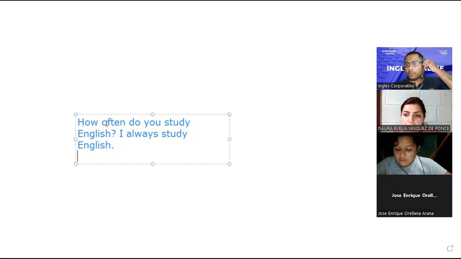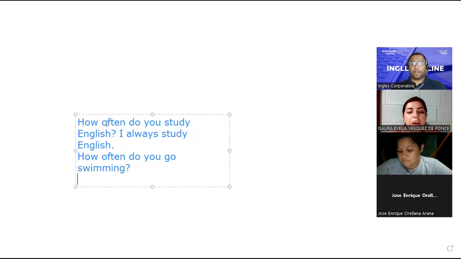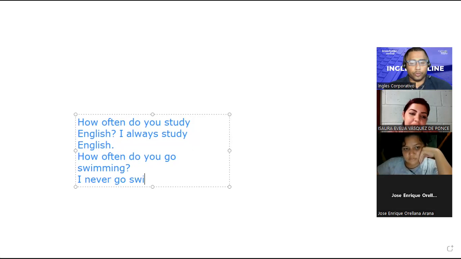How often do you swim? All right. How often do you go swimming? I never go swimming. I never go swimming is correct.